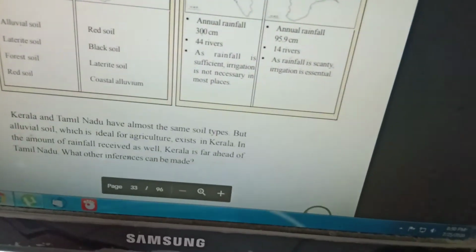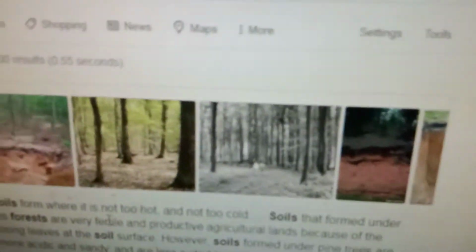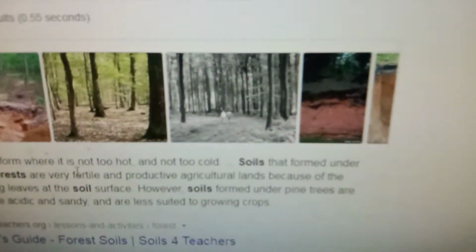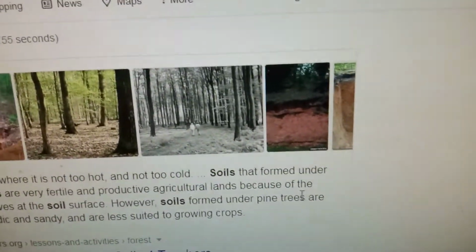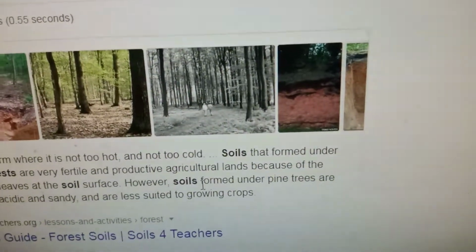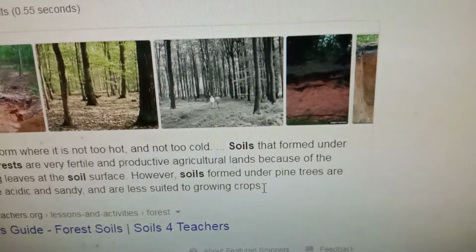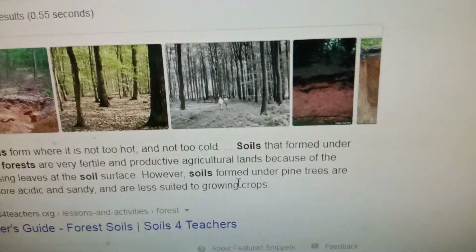Then the next soil is forest soil. This is forest soil. Forest soil forms where it is not too hot and not too cold. Soils that formed under deciduous forest are very fertile and productive agricultural land because of decomposing leaves at the soil surface.